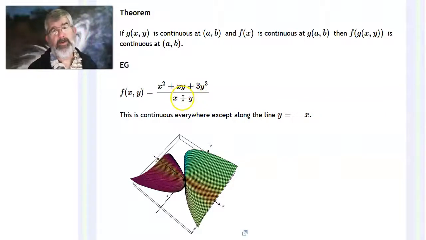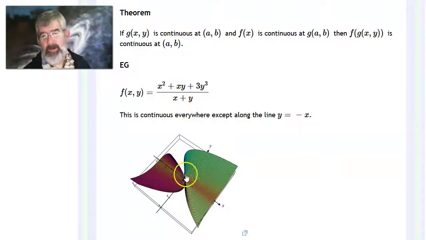Well, there are places here where you might be dividing by 0. If you're on the line y equals minus x, then that denominator would be 0. But any other spot, you're not dividing by 0, and it is continuous. So in particular, in that other video, when I wanted to know the limit as you go to (1, 4), since this is continuous at (1, 4), the limit equals the function value, so I just plugged in the (1, 4) and found the function value.